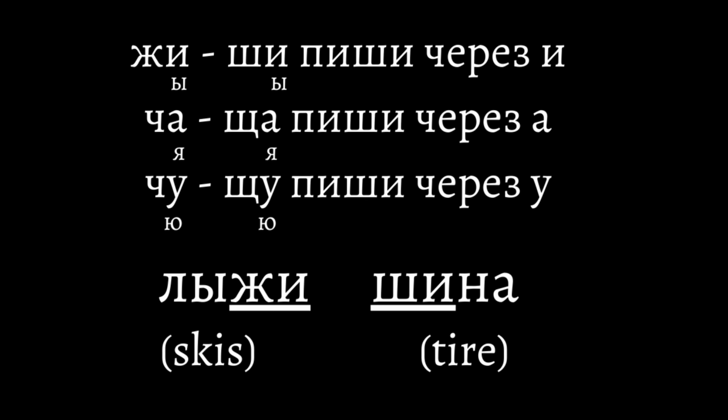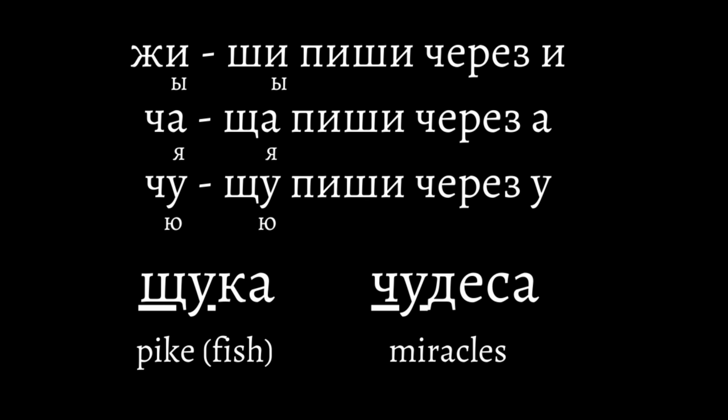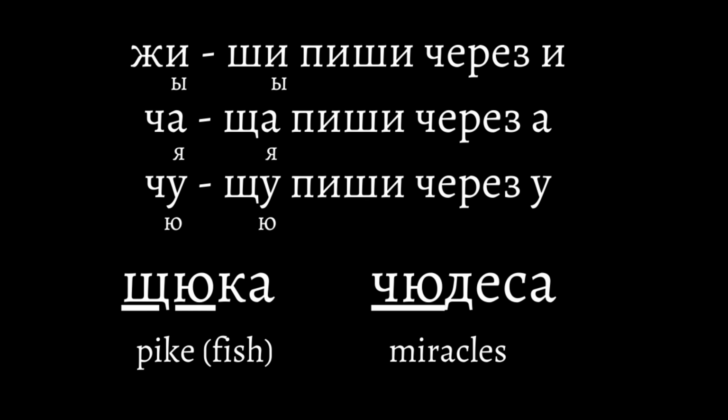We can have words that visually look like they have one pronunciation, but native speakers pronounce them differently. You would want to say li ji or shi na, but the formal pronunciation is li ji or shi na. You would want to say shas or tu cha, but they're pronounced shas or tu cha. You would want to say shu ka or chu de sa, but you have to pronounce them as shu ka or chu de sa. This is something that you just have to get a feel for.